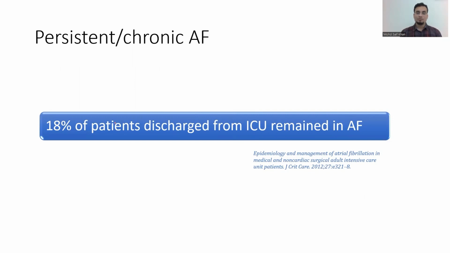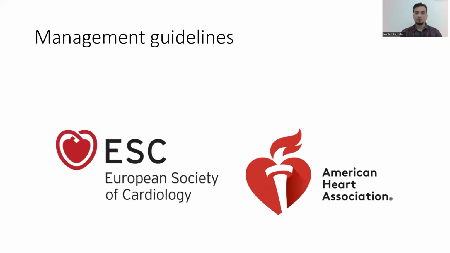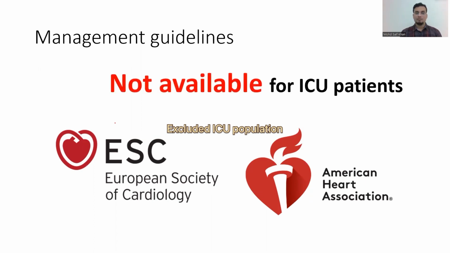Now, how will you manage? What about guidelines? Do we have guidelines for new onset atrial fibrillation? Remember that the published guidelines basically provide the management of acute AF, but they have excluded patients in ICU. The evidence base and expert consensus on which these guidelines are based does not appear to include patients in ICU settings. In future, we will have guidelines for new onset atrial fibrillation in ICU as well. So management guidelines are not available for ICU patients.